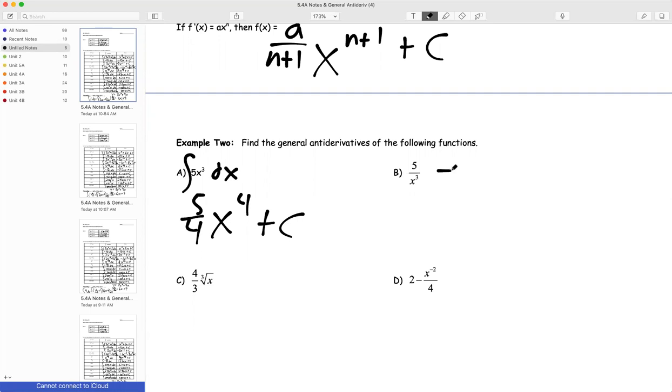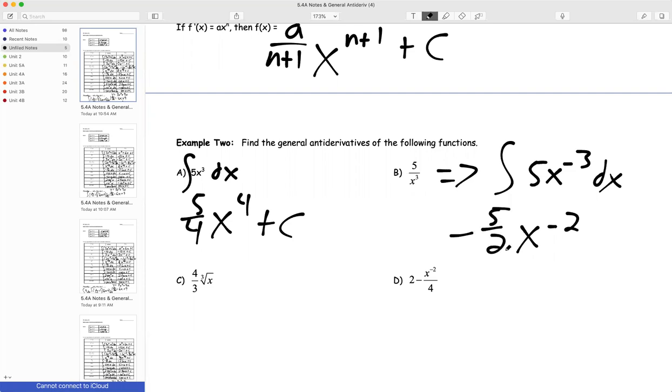How can I rewrite this one? I'm going to have 5x to the -3, and I need a dx. So I add 1 to my exponent, which gives me x to the -2. And now I'm going to divide. So I've got 5 divided by -2, so -5/2.